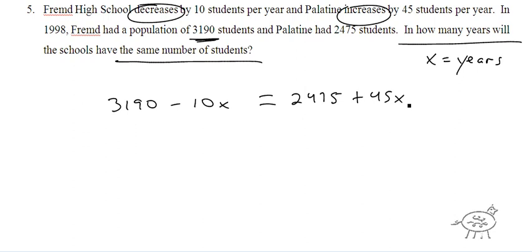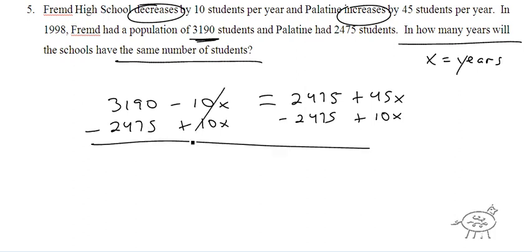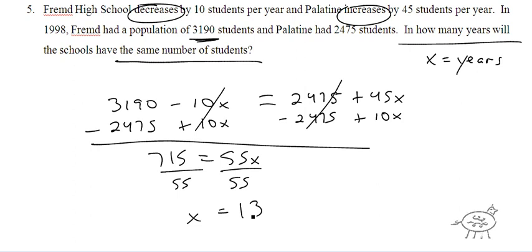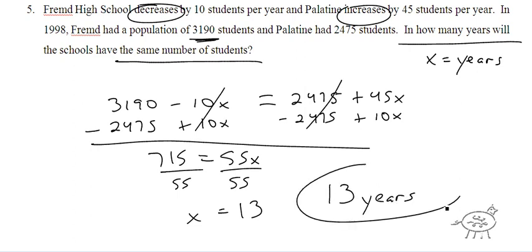Not too bad. I'm going to add 10x to both sides because I like to keep positive values, and subtract 2475. So that cancels, and I get 715 on that side, and that cancels, and I get 55x. Okay, and it's okay to use your calculator. Divide by 55, x comes out to be 13. So in 13 years, they will have the same number of students. Okay, not bad.